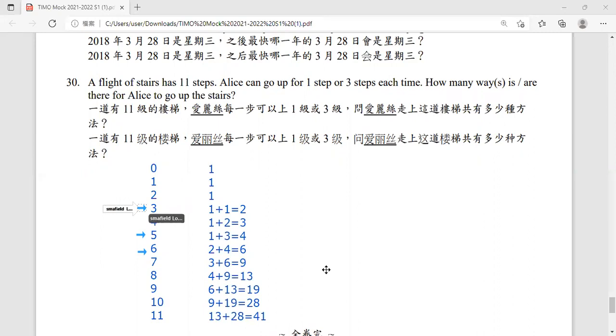Any questions? If no question, this will be the end of these 30 questions. But if you have more questions on this paper, you can ask here, and maybe for the others you have no question, you may leave.